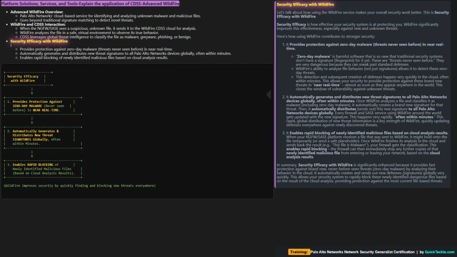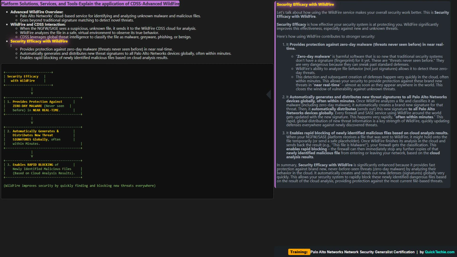When your NGFW SASE platform receives a file that was sent to WildFire, it might hold onto the file temporarily or send a safe placeholder. Once WildFire finishes its analysis in the cloud and sends back the result, e.g., this file is malware, your firewall gets the classification. This enables rapid blocking. The firewall can then immediately stop any further copies of that newly identified malicious file from entering or leaving your network, based on the cloud analysis results.